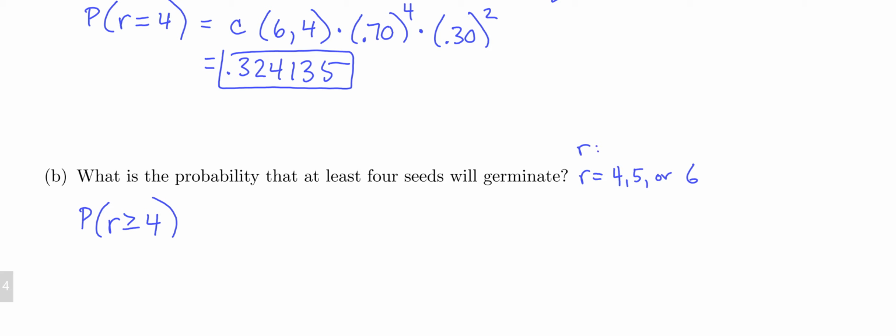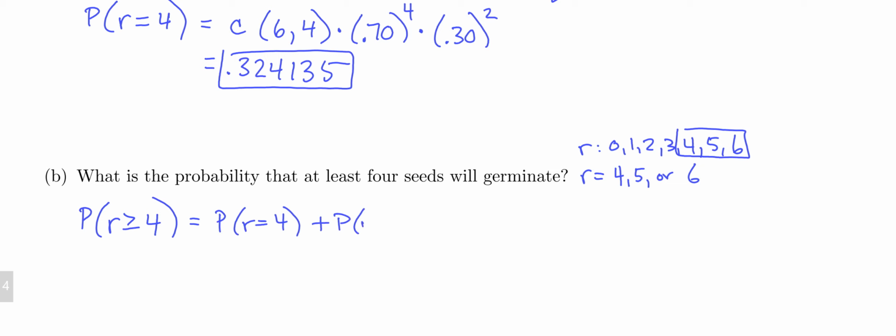Again, all possibilities for r, the number of successes, are 0, 1, 2, 3, 4, 5, and 6. We're only looking for this piece, and we have already calculated the probability that r is 4, so in this case, it's not quicker to use the complement. We will just calculate the probability that r equals 4 plus the probability that r equals 5 plus the probability that r equals 6. We've already calculated the probability that r equals 4, so we can use that from the previous part.